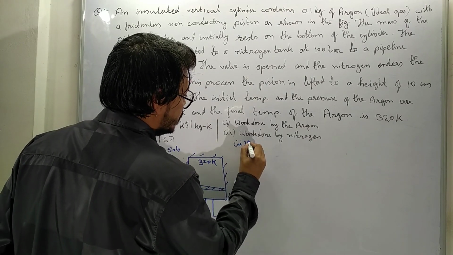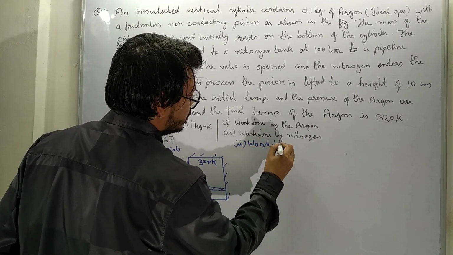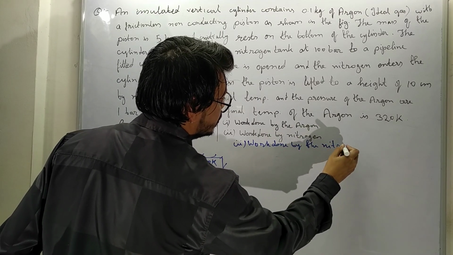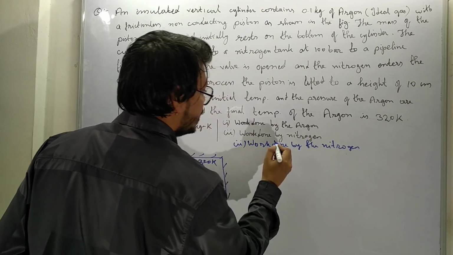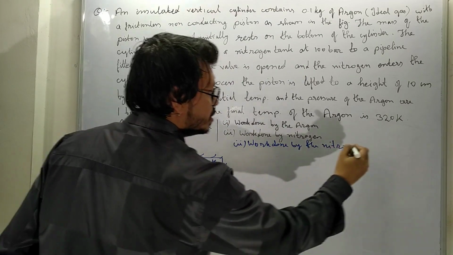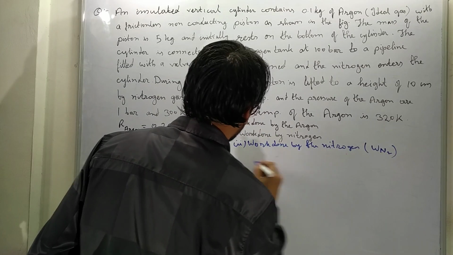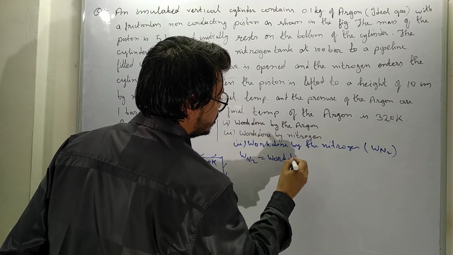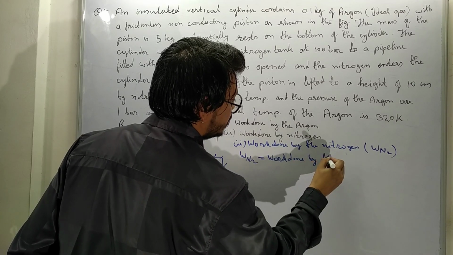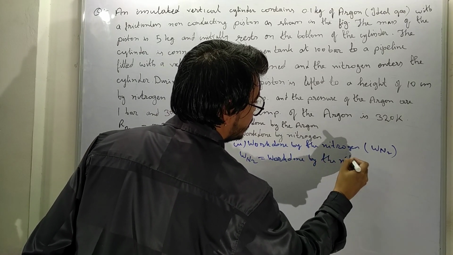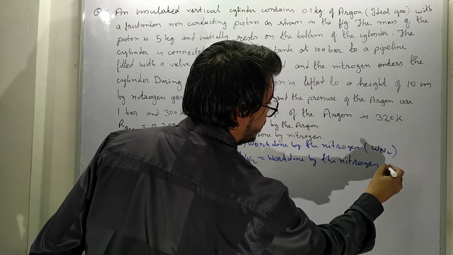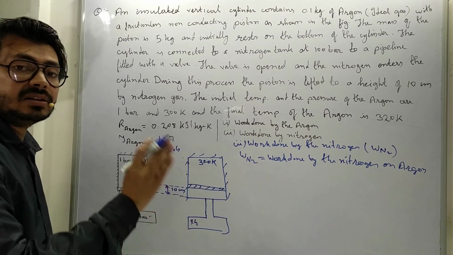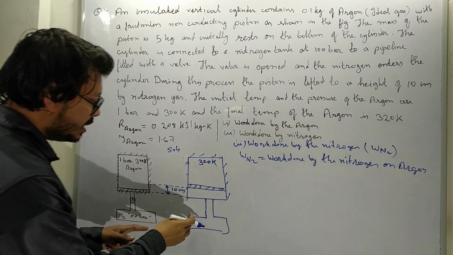Now, second part, work done by the nitrogen. Work done by the nitrogen, Wn2. This work done is equal to work done by the nitrogen on argon, because the work was done on the argon, so that work was done by the nitrogen.